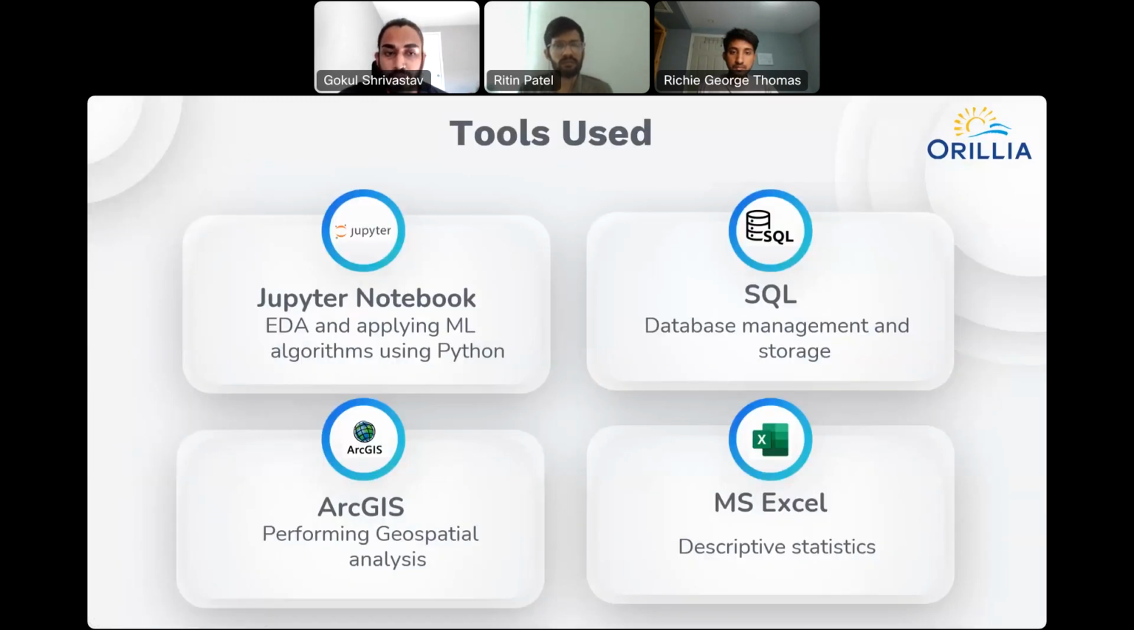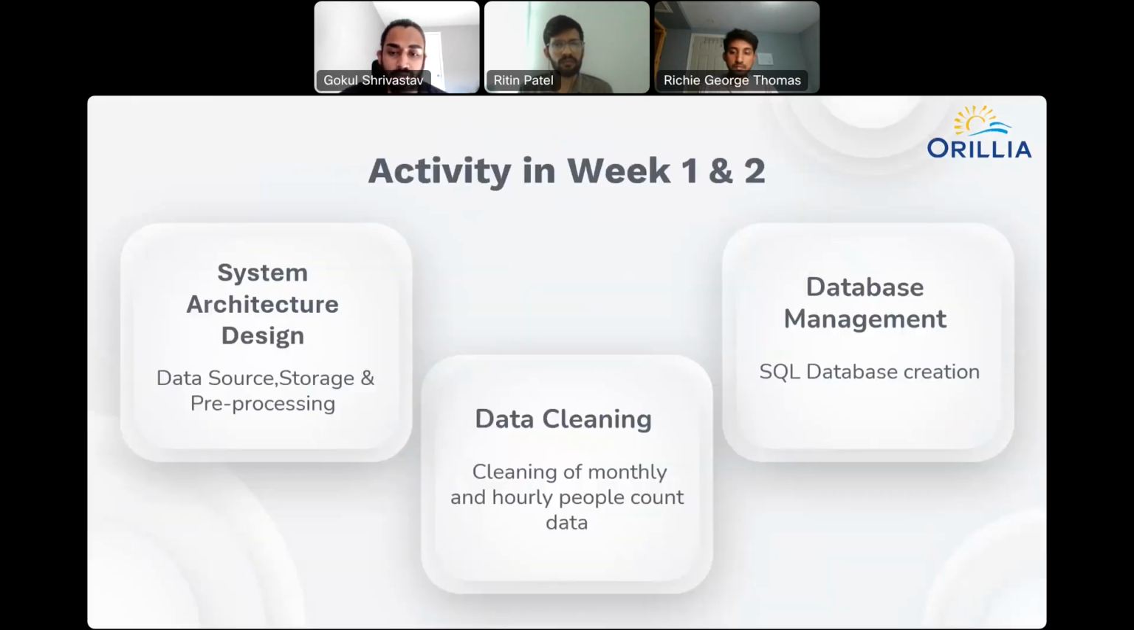These are the tools being used. We're using Jupyter Notebook for EDA and applying ML algorithms using Python, SQL for database management and storage, ArcGIS being the geospatial analysis tool, and MS Excel for descriptive statistics.